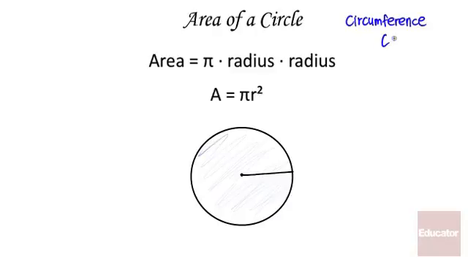Circumference is 2 times pi times r. So in this case, remember how we multiplied the 2 and the r together first? That is 2 times r, or r times 2. For area, this is not r times 2, this is r times r. So keep in mind the difference between the formula for the circumference and the area.